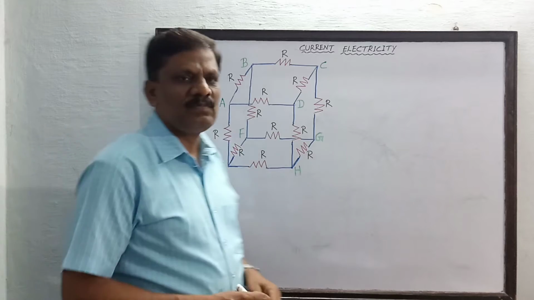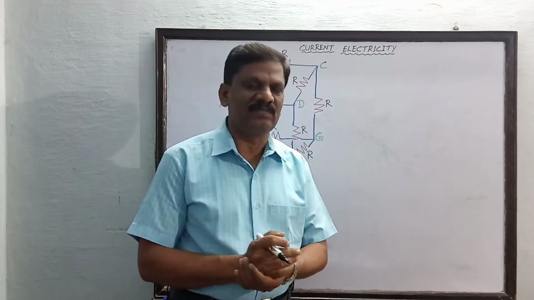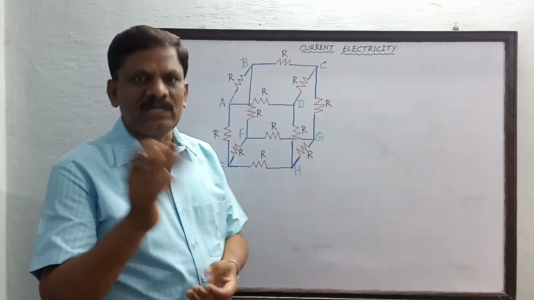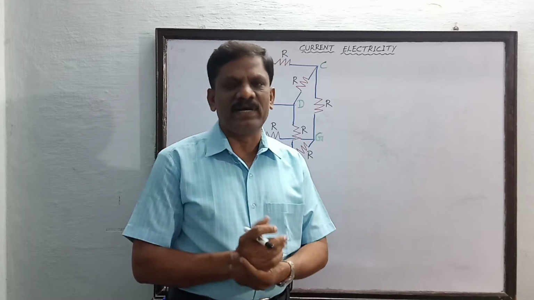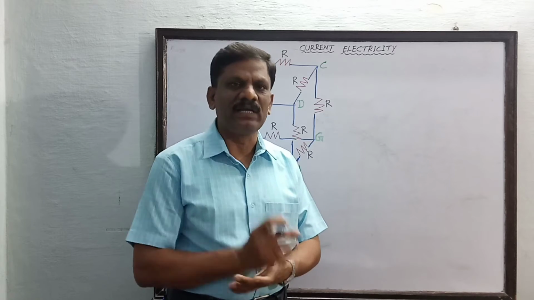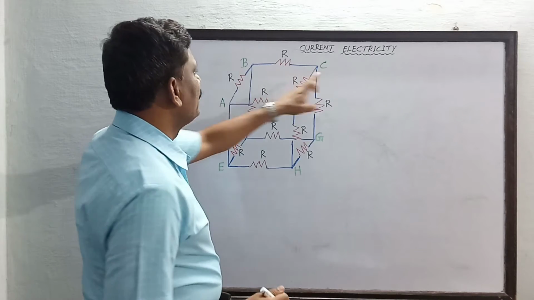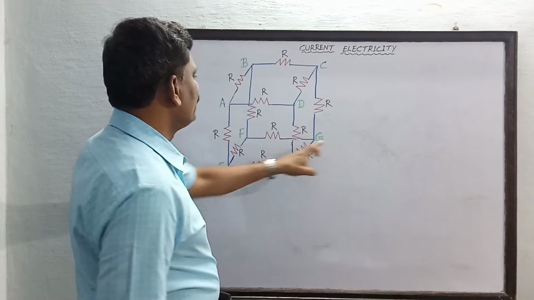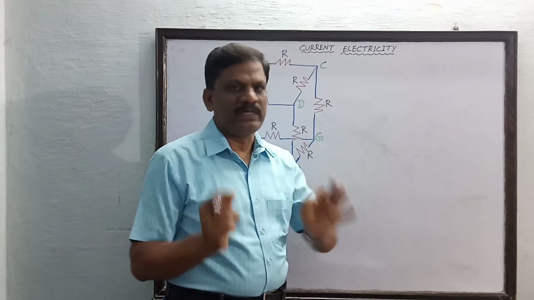This type of problem will definitely meet you in IIT and NEET type of entrance exams. But there is one shortcut to find the effective resistance if they ask between any 2 points of this cube. One shortcut I will tell you. Now, these A, B, C, D, E, F, G, H are called the corners of the cube.